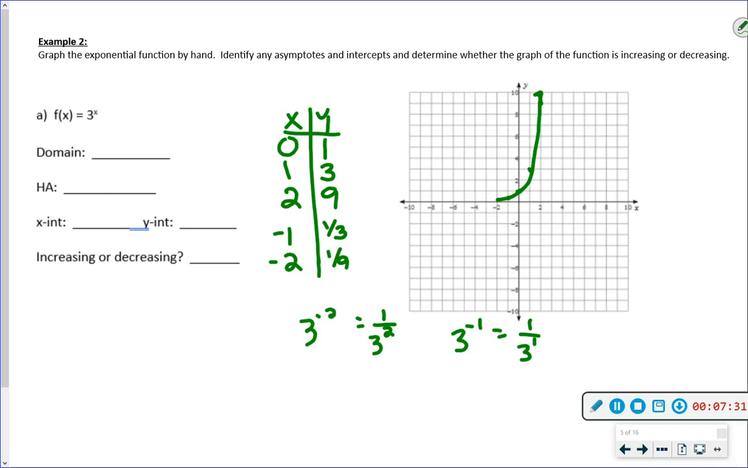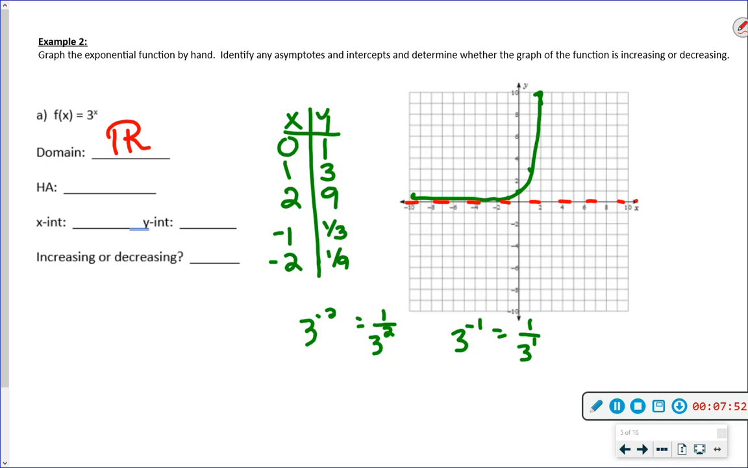So I'm going to draw close to the x-axis. I'm not going to cross or touch, because technically our x-axis is my horizontal asymptote. And I've got all sorts of good stuff to answer over here now. So, domain, I don't even have to think about it. Exponential functions, I can put anything I want in there.